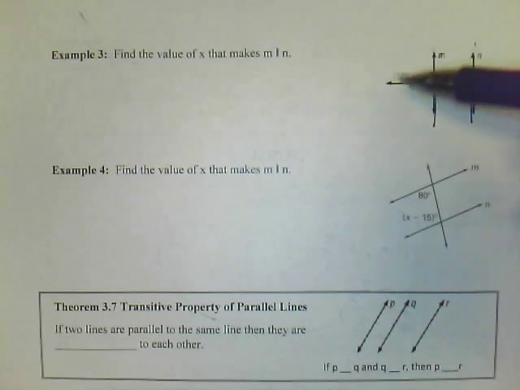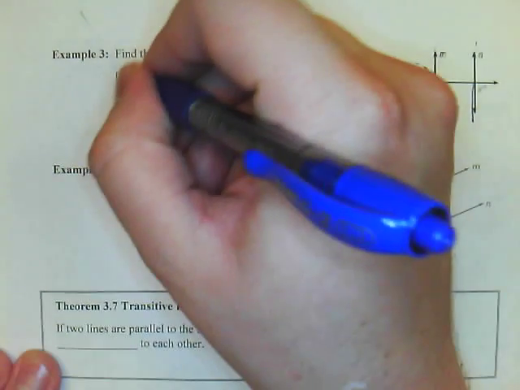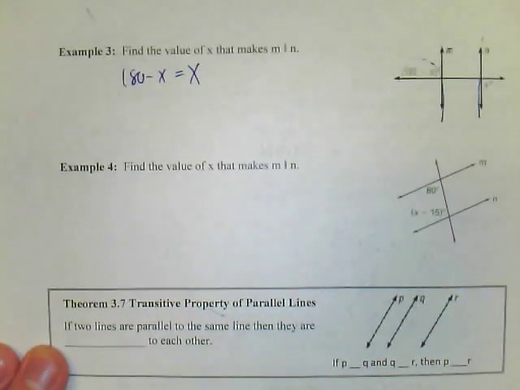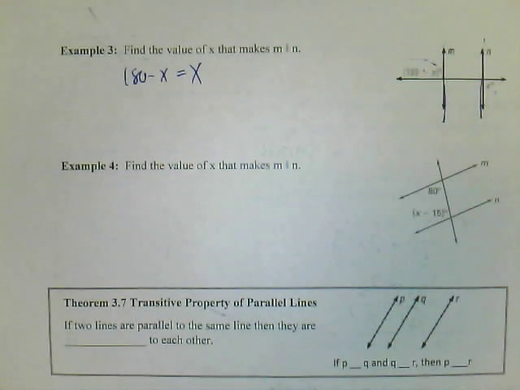Well, the things that we have expressions for right here and right here are outside of the two lines, so that makes them exterior angles. And one's on top and one's on bottom of the transversal, so that makes them alternate angles. So these are alternate exterior angles. And we know that if we want the lines to be parallel, then the alternate exterior angles need to be the same. So if we take 180 minus x and set that equal to x, that would tell us that this angle must be the same as this angle.